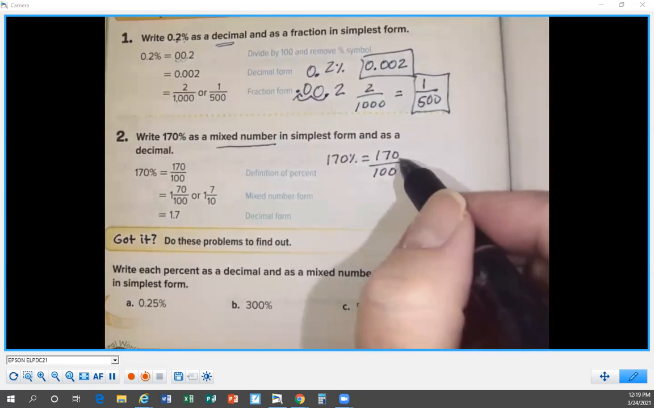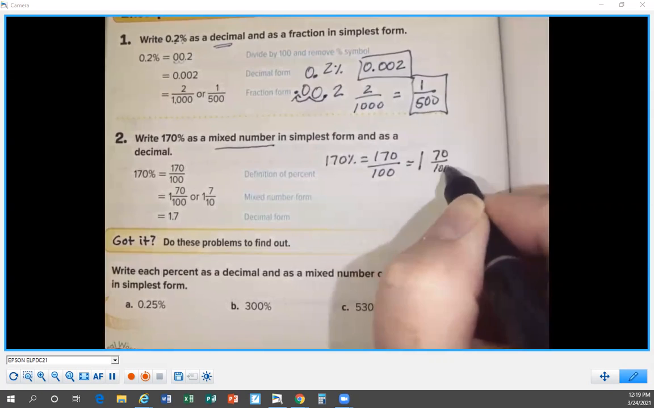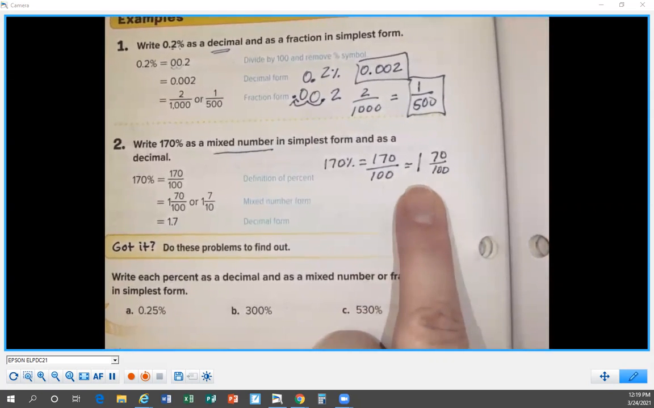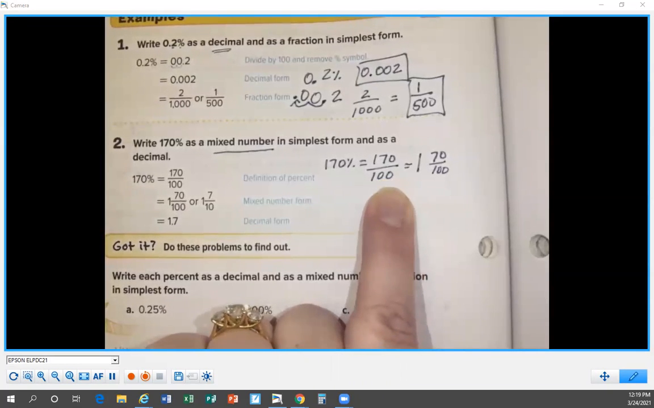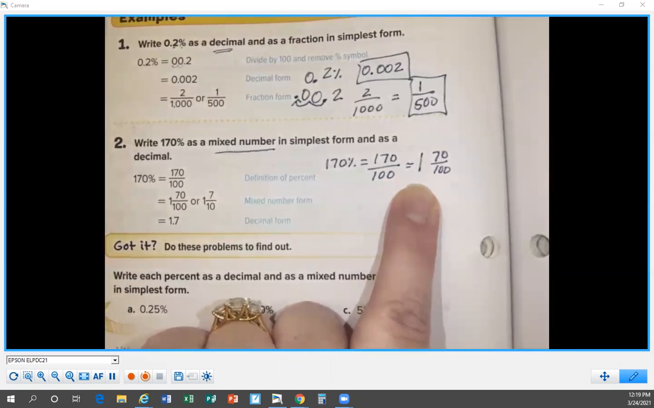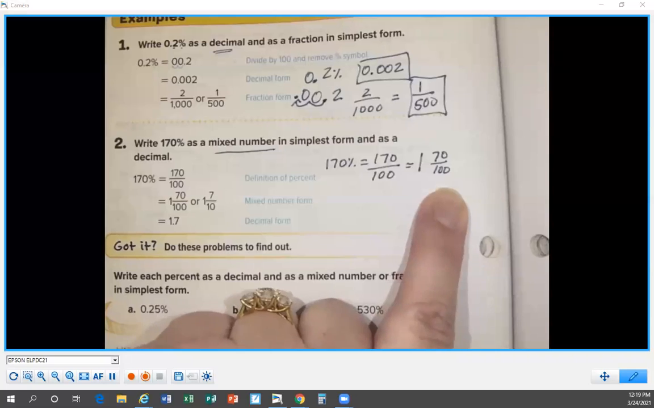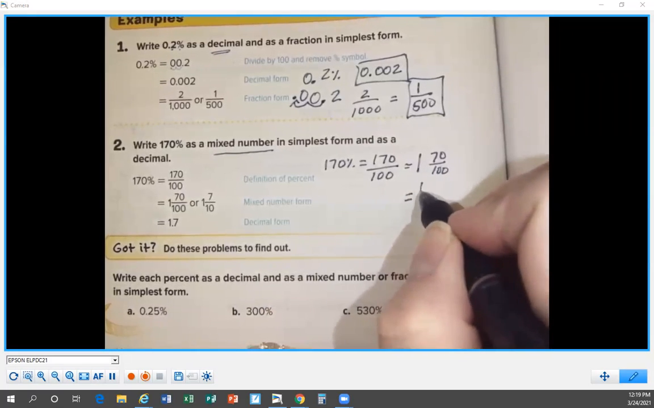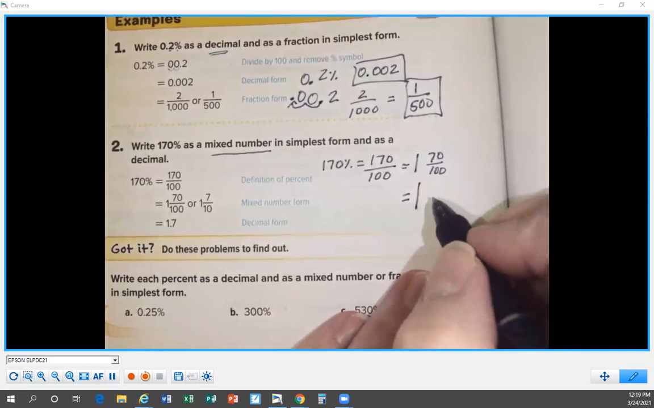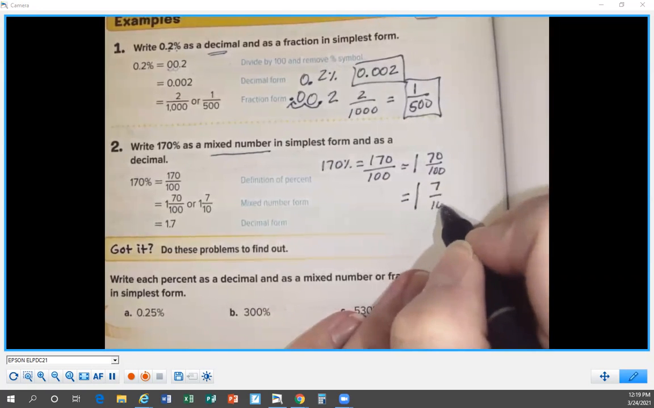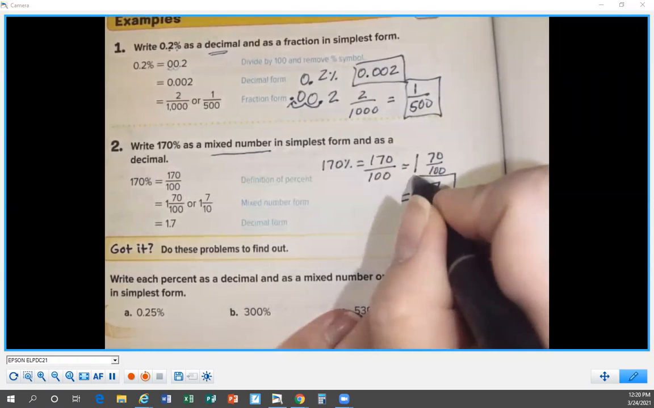So how many times can 100 go into 170? It can go in one time with 70 hundredths left over. So 170 over 100, we divide that out, and then we would write the mixed number 1 and 70 hundredths. But is 70 hundredths in simplest form? No, it's not, because 70 and 100 are both divisible by 10. 70 divided by 10 is 7. 100 divided by 10 is 10. So that's our mixed number in simplest form, 1 and 7/10.